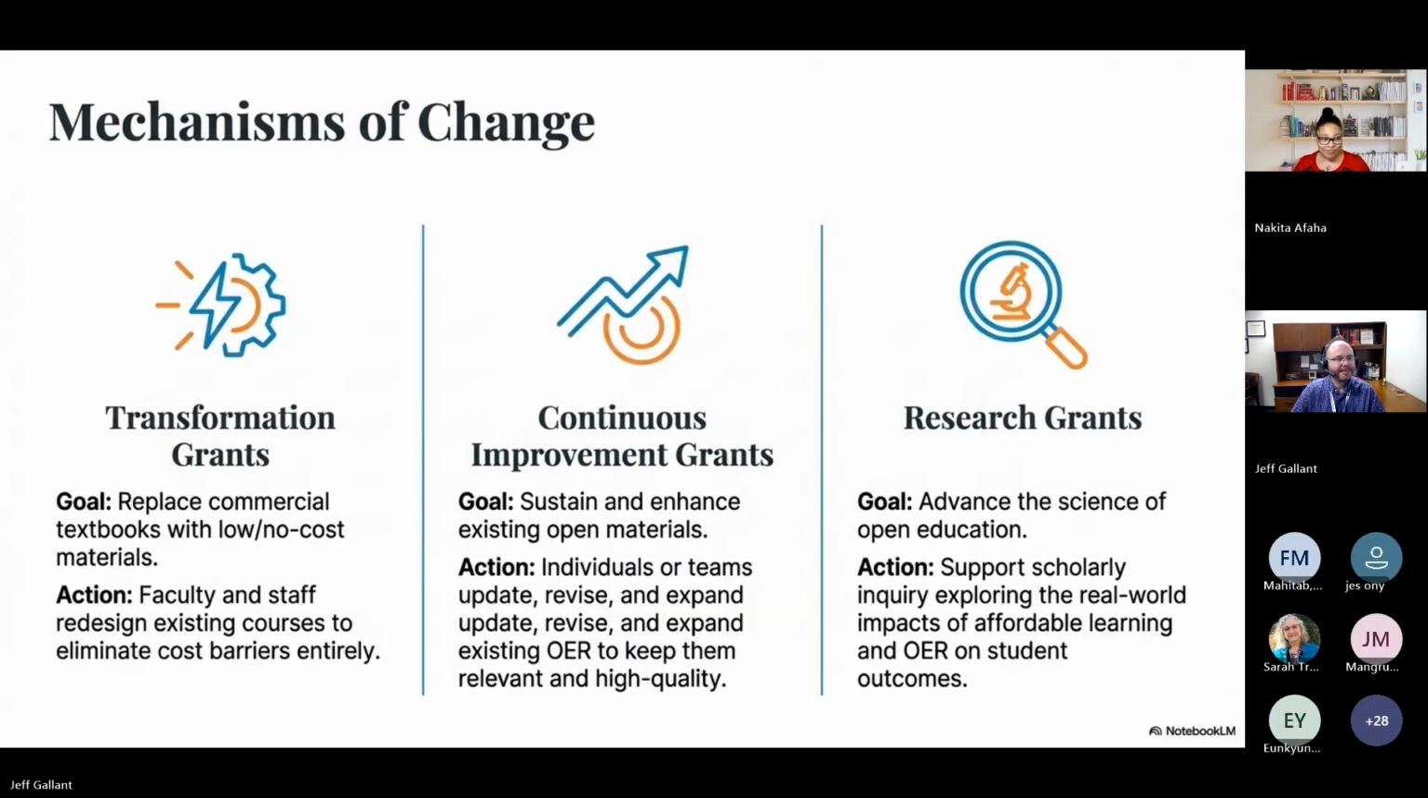Next. So how does ALG do that? We have some mechanisms of change. We offer and support, Jeff and I, grants. And so we have 3 different types. ALG offers transformation grants, continuous improvement grants, and research grants. Today's session is not specifically about each of these grants, but we can answer any questions you might have afterwards and provide you some resources more about what these grants are about.